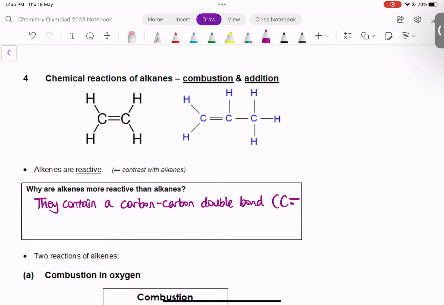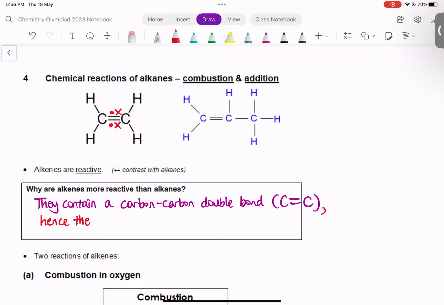Now, a double bond may not look like a lot to you, but a double bond means there are more electrons there. Because if you think about it, how is a double bond formed? A double bond is formed when the carbon atoms share two valence electrons with each other, right? So when you drew the dot and cross diagram, you would have drawn this, 1 dot 1 cross, 1 dot 1 cross, right? So it tells you that, okay, in a double bond, there will be two pairs of shared electrons.